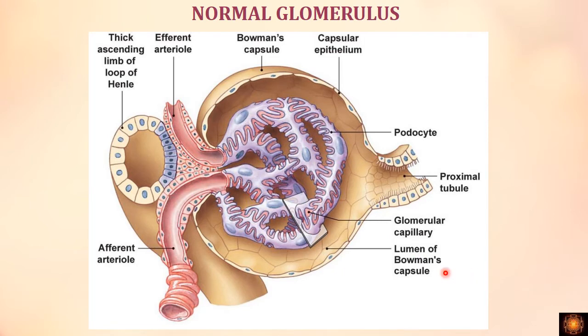Now from the Bowman's capsule, whatever is filtered passes through the proximal convoluted tubule, and here we have cuboidal to low columnar cells which have the brush border, where the absorption of water and solutes occurs.